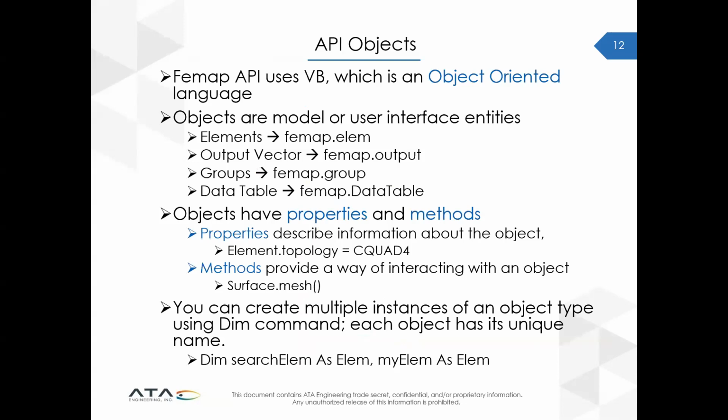So you would use a dim command that stands for dimension. So dim searchElem as elem. The searchElem is the name that I'm giving it, and then the 'as elem' just tells you what type of object it is. And then you can do, in the same line, comma, and then give another one a new name, again, as elem. This could be done like we're showing here in the same line or in different lines, different parts of the code. It just allows you to have multiple instances.